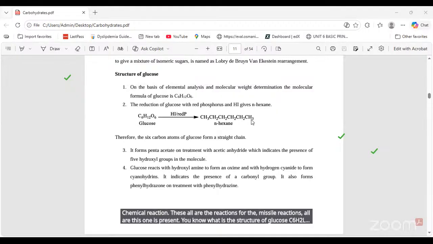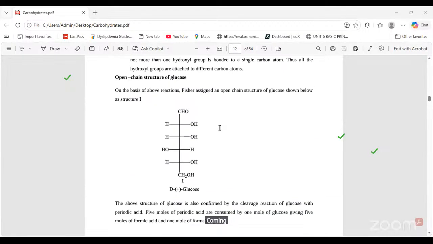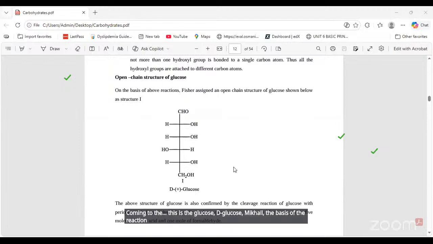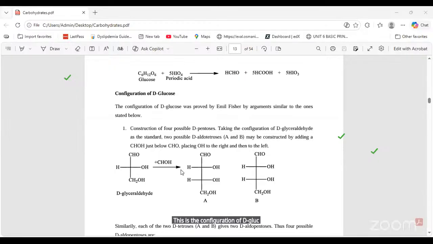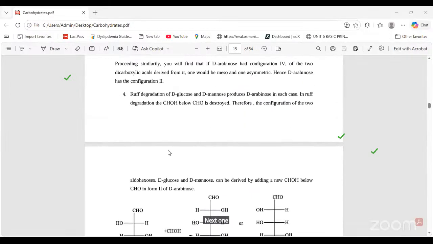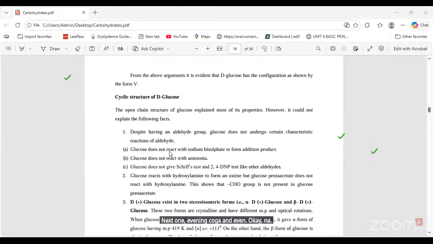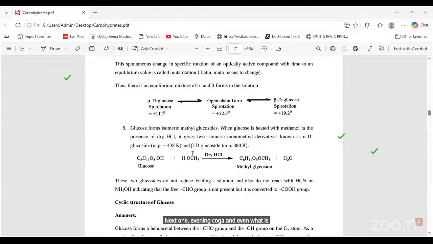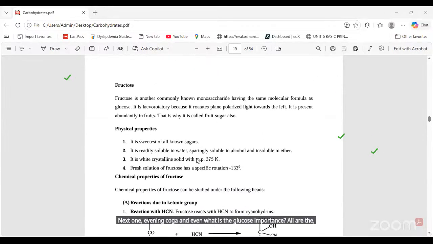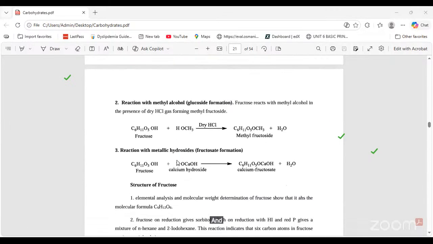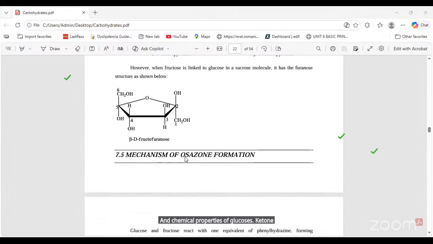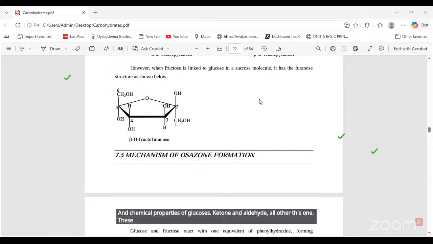This is how glucose is formed. This is D-glucose. On the basis of the reactions, Fischer proposed the glucose structure, D-plus glucose or D-minus glucose, the configuration of D-glucose. Next one, leave all this, it is not needed. Hexose, glucose, D-glucose, the importance of glucose, physical and chemical properties of glucose, ketone and aldehyde reactions, and osazone formation.